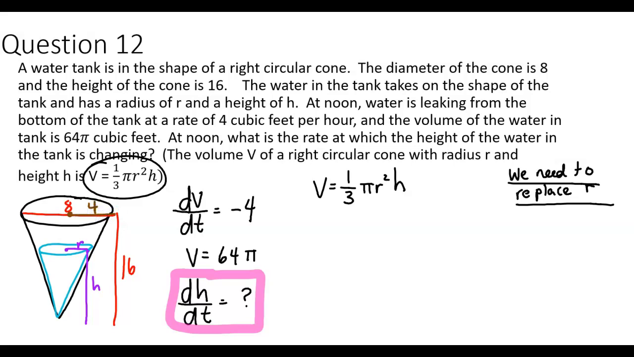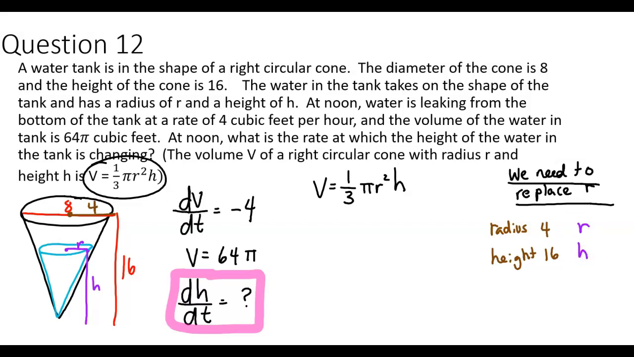And why is that significant? Well, we have two cones here, really. We have the actual container itself that has a radius that is 4, and it has a height that is 16. And then we have the other shape, the water cone, which we don't know its radius, but we're going to call it r, and we don't know its height, but we're going to call it h.